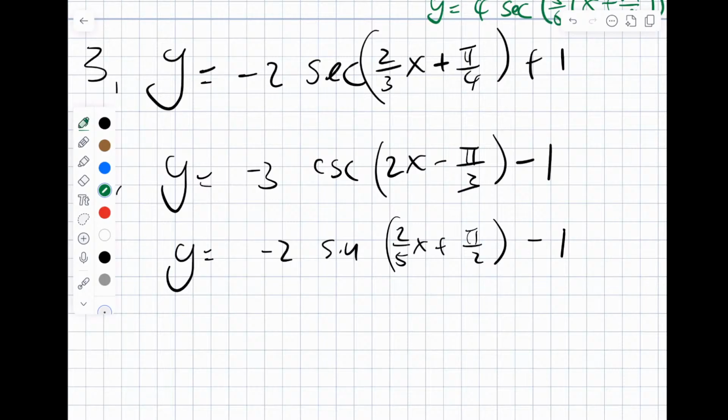So I want you to do number 3: y equals negative 2 secant of (2/3)x plus pi over 4, plus 1. I want you to graph this one. I want you to find all the asymptotes: the first asymptote plus the half of the period. Got it? Yeah, because the problem is the whole period is going to create 2 asymptotes, because it's 2 times they cross the x-axis, the midline. We're going to do that right now.